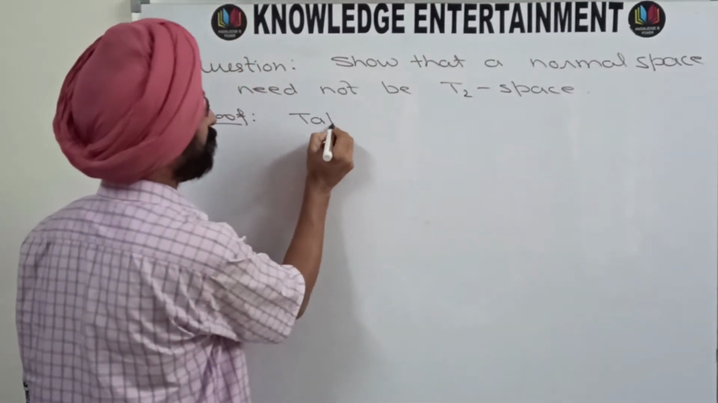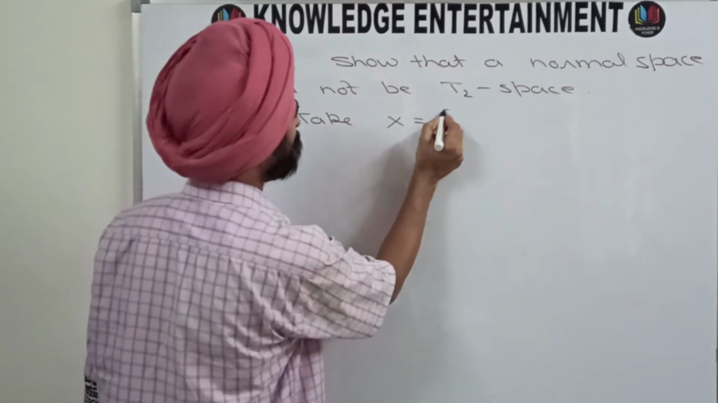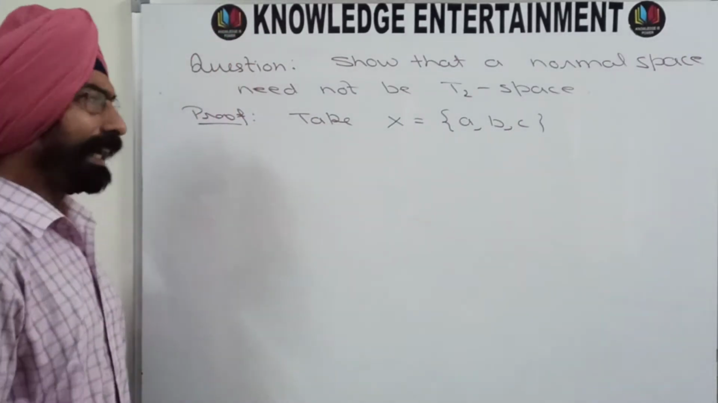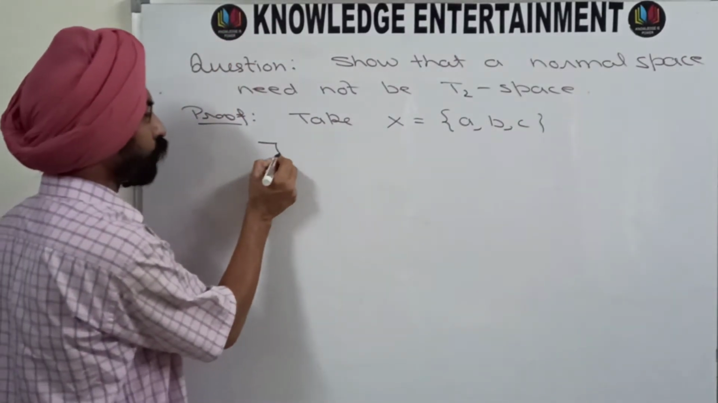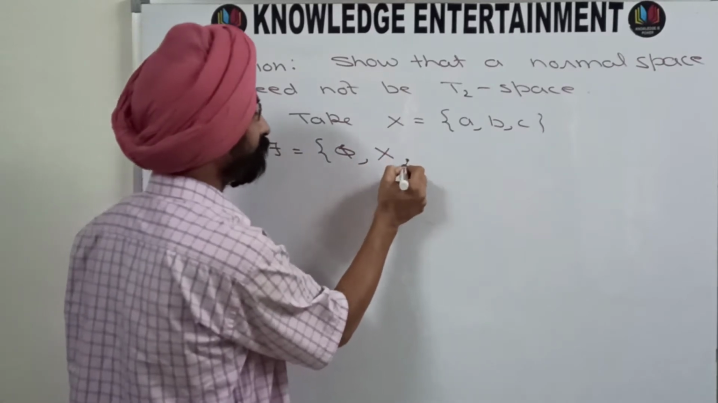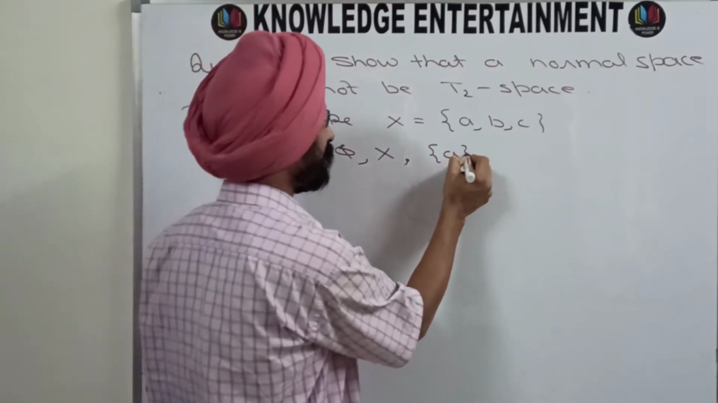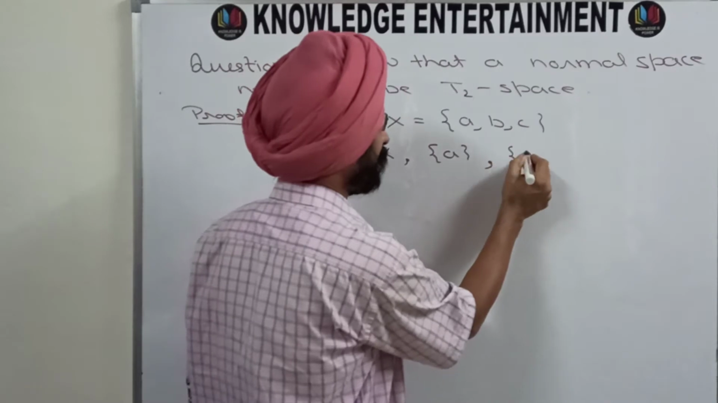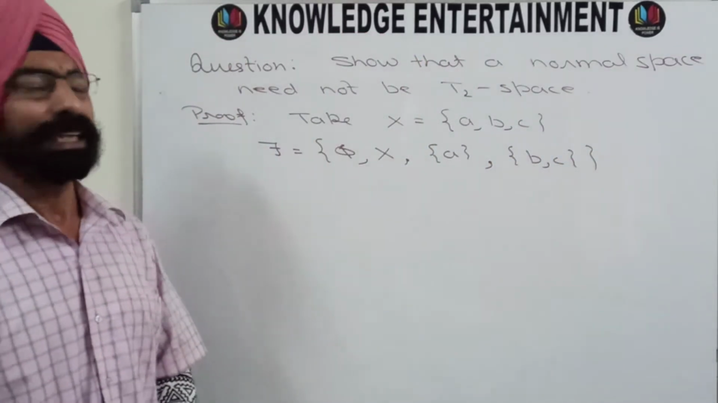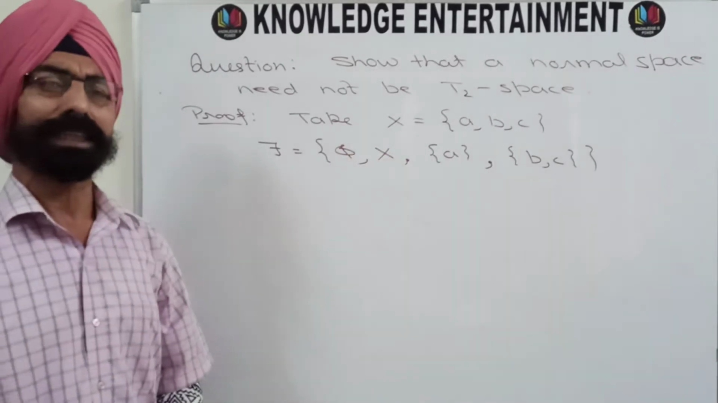Take your set X as the set containing 3 points A, B, C, and now consider this topology tau having the sets phi, X, the singleton set A and its complement, that means the set BC. Now look into this topological space (X, tau).